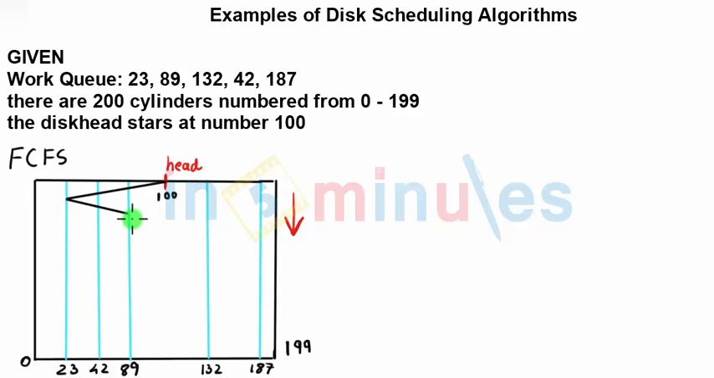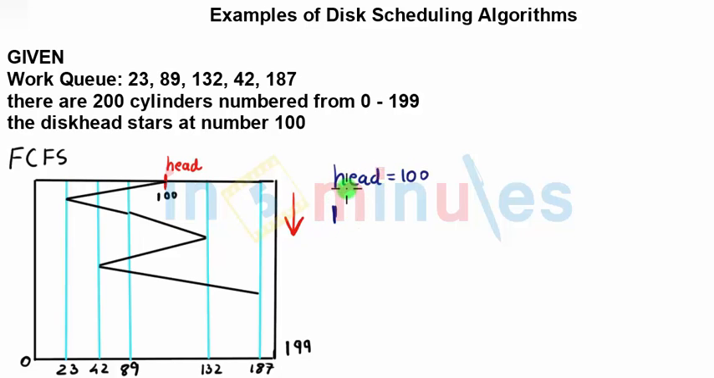From 89 it would move to 132. From 132 it would move back to 42. From 42 it would finally move to 187. So let's calculate the seek time for it. In order to calculate seek time, we should always remember that the initial position of the head was on 100.